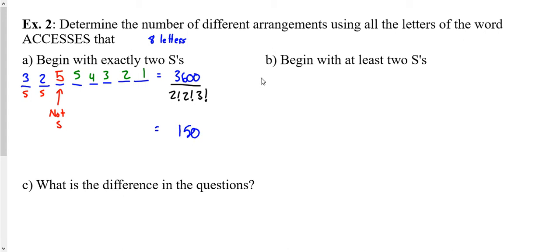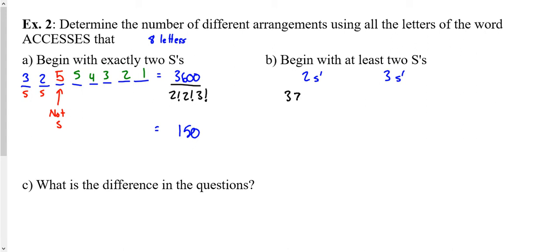In example B, we want to begin with at least 2 S's. So that means you have 2 scenarios right now. You have the scenario where you have 2 S's, and then you have the scenario that you have all three S's. So let's set these up. So if you have two S's, it's basically going to look the same as the previous example here. So let's just jot that down.